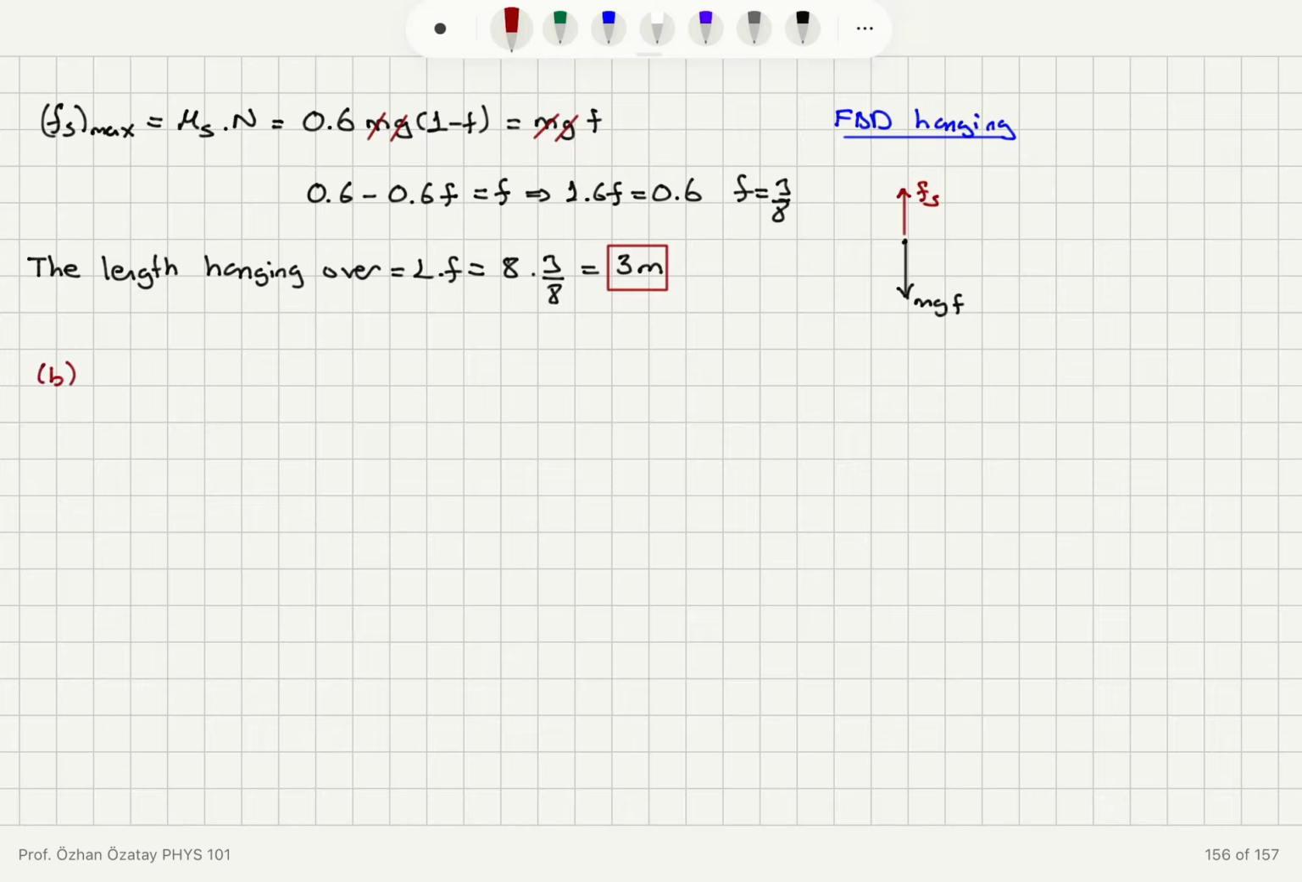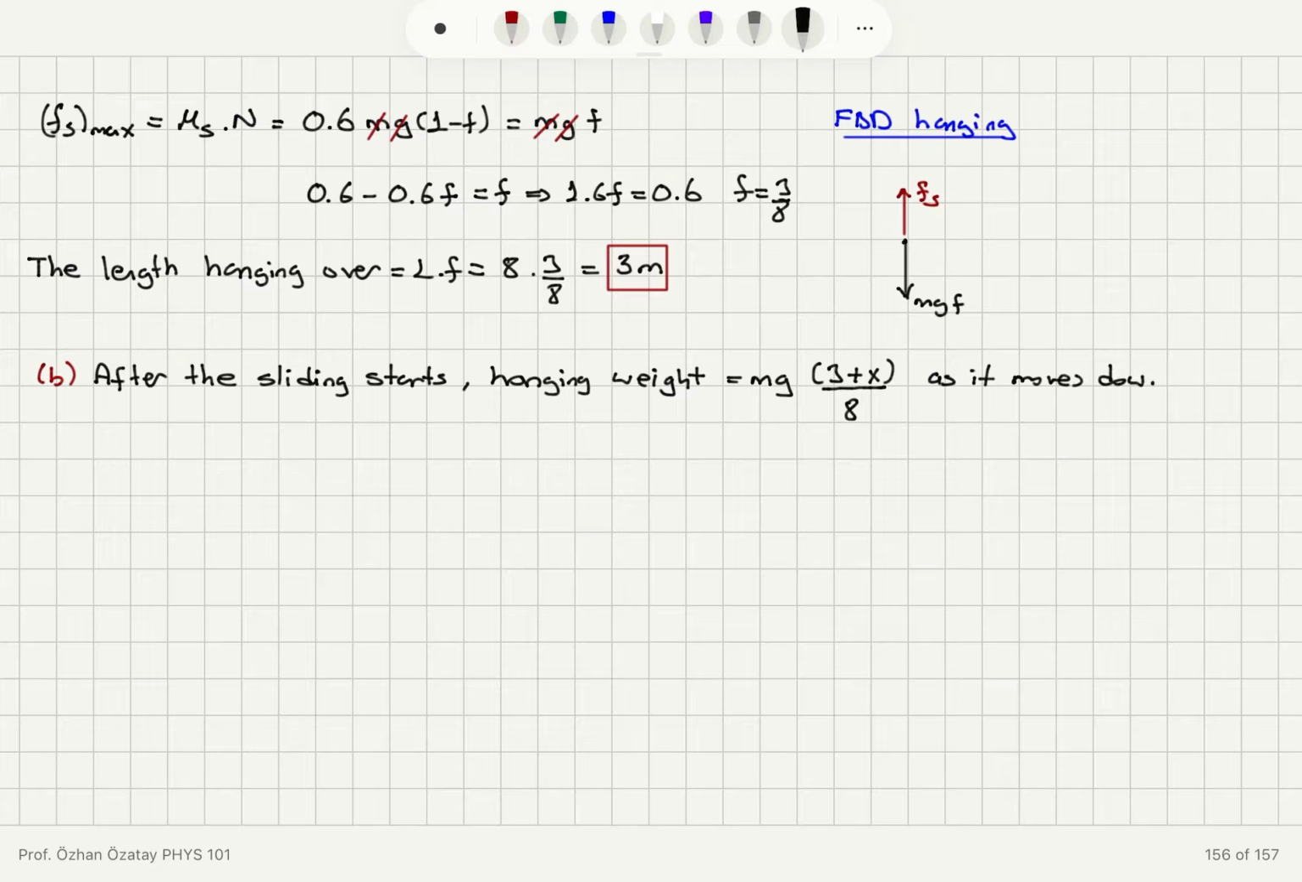Now let's move on to part B. Now the sliding has started, so let's note that after the sliding starts, the hanging weight will become mg times (3 + x)/8, because there's an extra portion that has moved down a distance x.